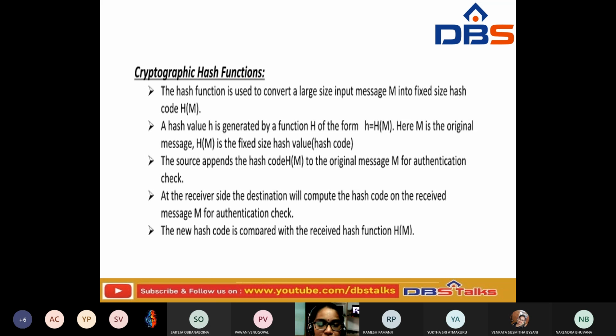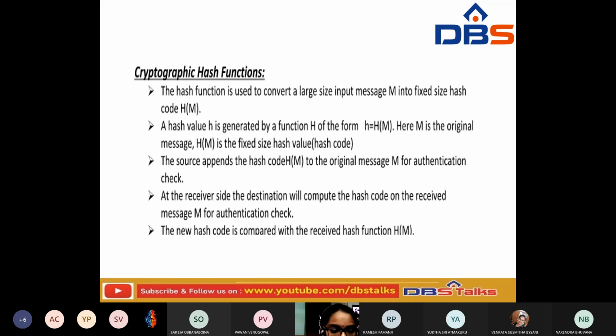At the receiver side also, whenever a sender sends a message, the receiver receives that fixed message and has to compute the hash code on the message m for the authentication check. So the newly generated hash code is compared with the received hash code H of m.